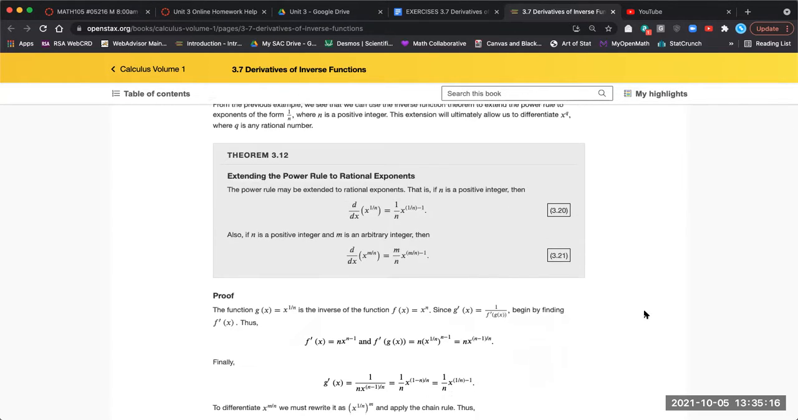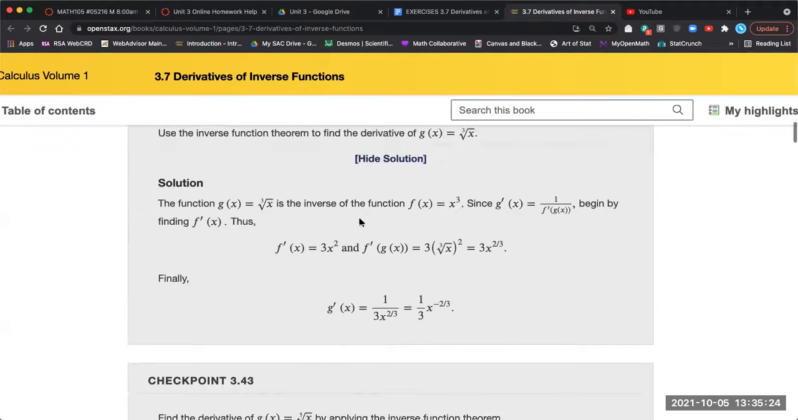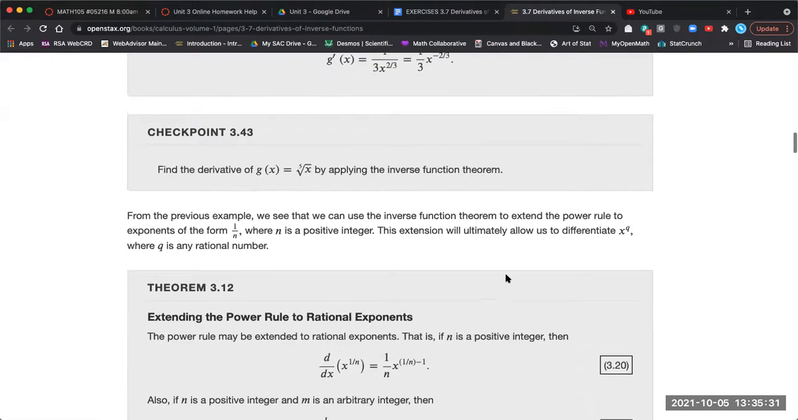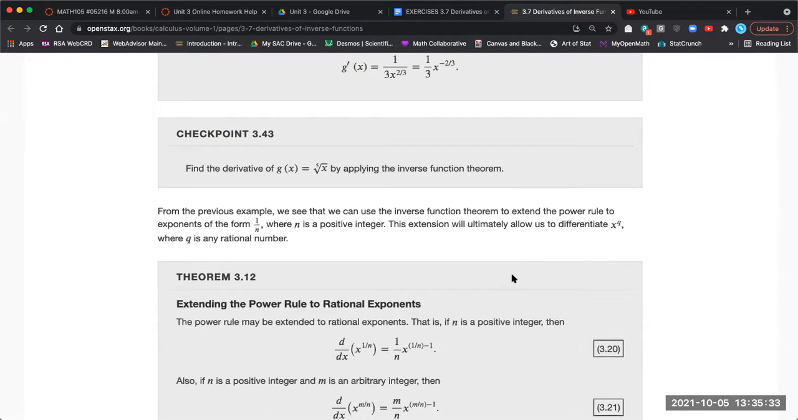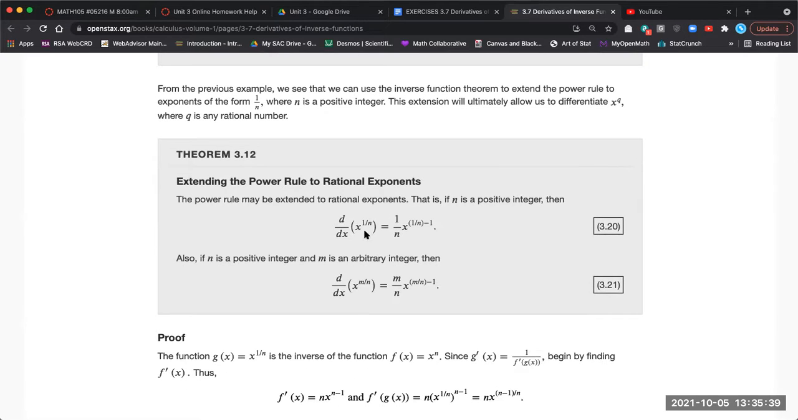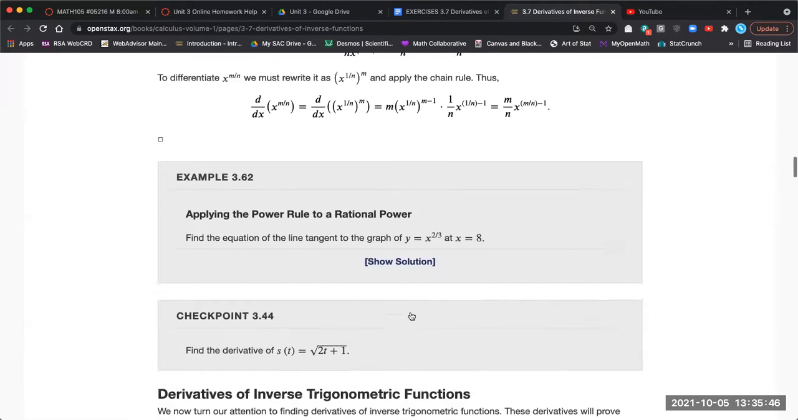We continue on, before we get to the trig functions, with the rational exponent power rule. You will see x to the 1/3, x cubed. These rational exponents start to emerge when we find inverses of power functions, and then we can extend the power rule for rational exponents. So it doesn't have to be integers. You can extend it and it works the same way when finding the derivative of that.